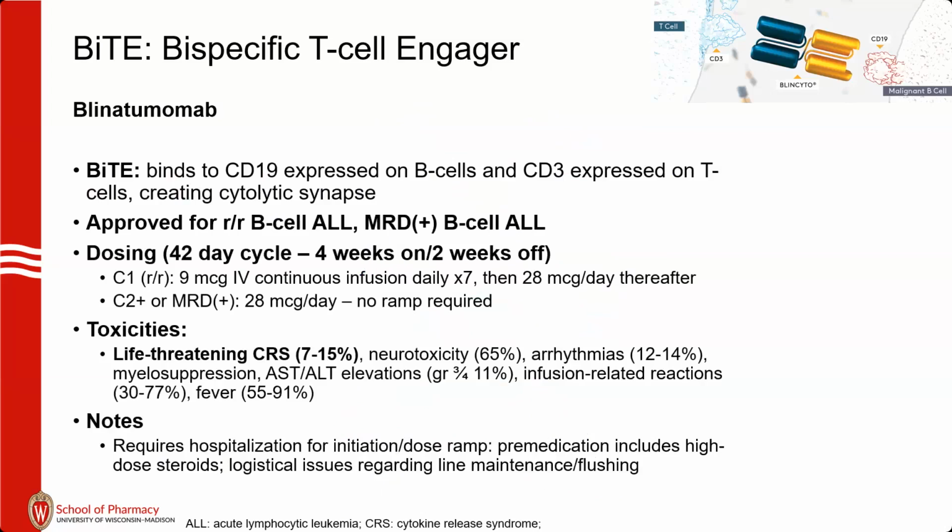We talked about the blinatumomab. Here it is as an approved product in the relapse refractory B-cell ALL regimen. It's also approved in MRD positive B-ALL, and it's moving earlier and earlier in the frontline setting as well. Dosing's very odd. Dosing's here on the slide. For those that are in the relapse refractory setting, we start at 9 micrograms per day continuous infusion for a week, and then escalate to 28 micrograms per day thereafter.